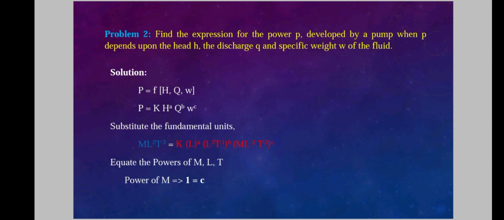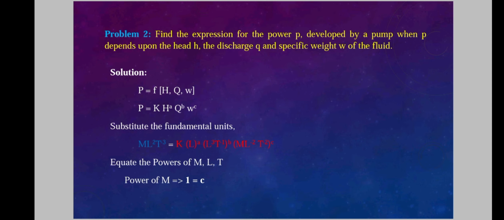For using this Rayleigh method, the problem is to find the expression for the power developed by a pump when P depends upon head H, the discharge Q, and specific weight W of the fluid. So P is equal to F of H, Q, W. Removing the functional form, we introduce the constant K and put a power on each variable. For H, Q, W, apply the fundamental dimensions.